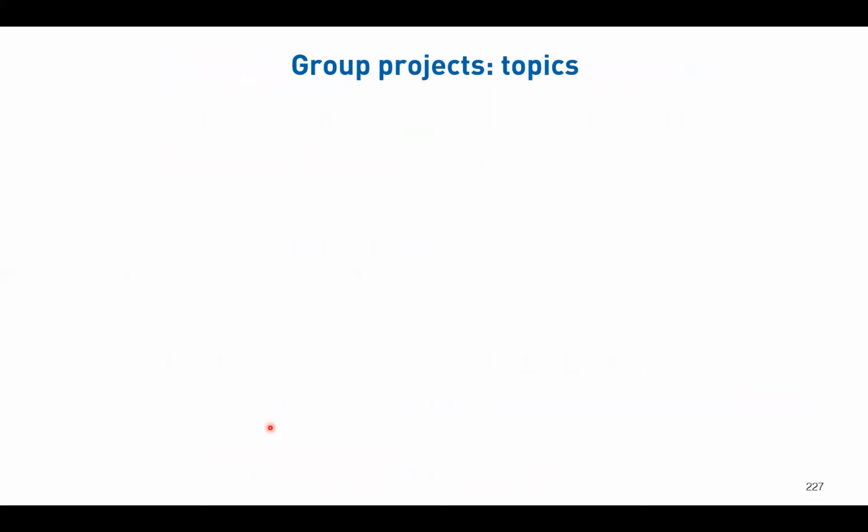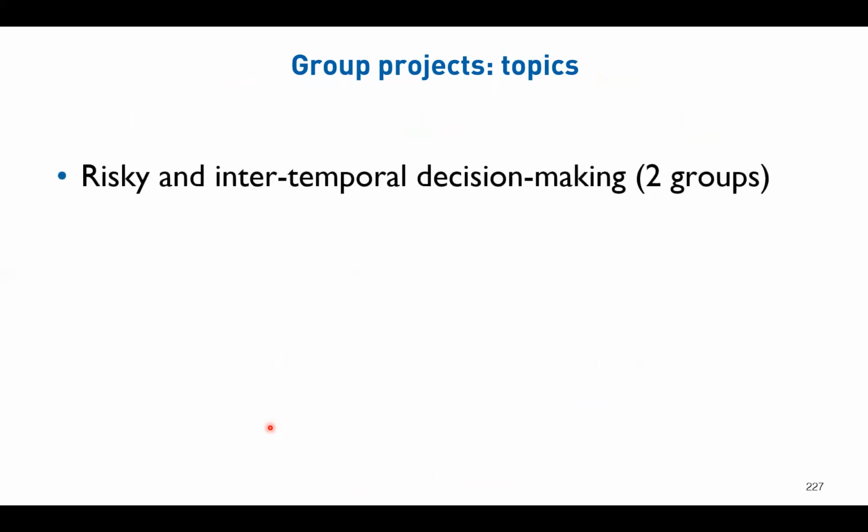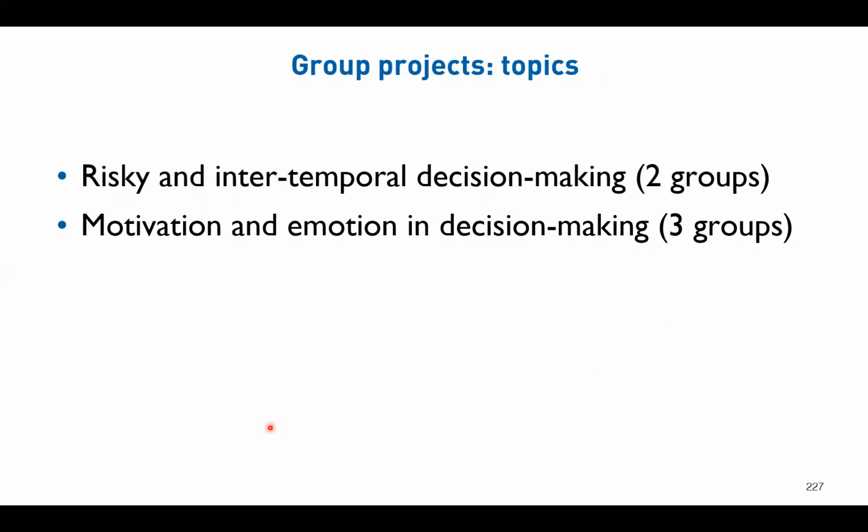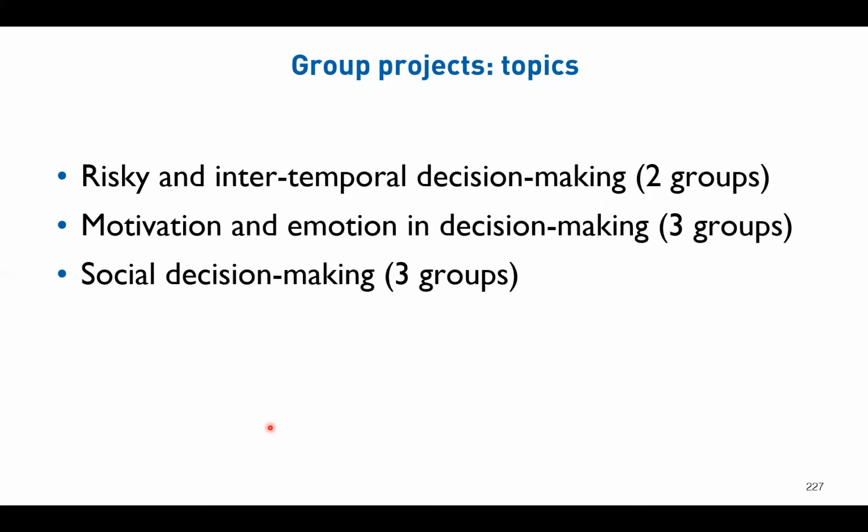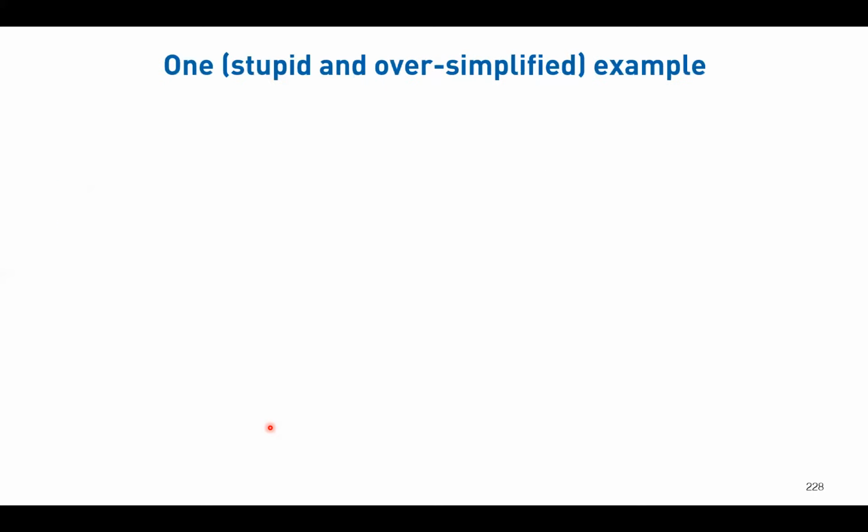So just to remind you, we have 3 topics: risky decision-making and intertemporal choice. Intertemporal decision-making, 2 groups will work on that, and the 3 other groups will work on motivation and emotion in decision-making, and the last 3 groups will work on social decision-making.